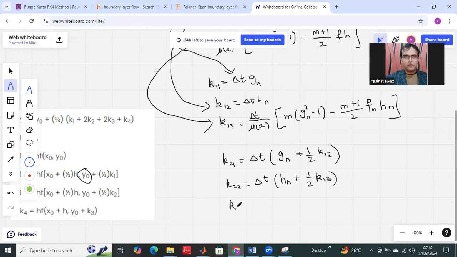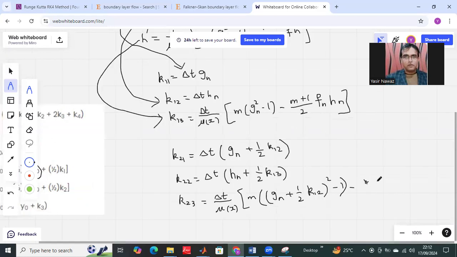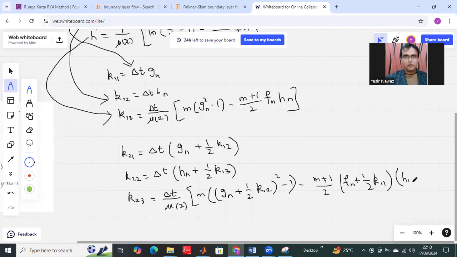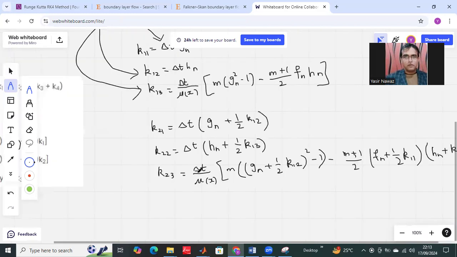And then K23 is delta T by mu, and then there would be m into Gn plus half K12, whole square, minus 1, and then minus (m plus 1) divided by 2, times Fn plus half K11, and then Hn plus half K13. So this was the second stage I applied on the equations.